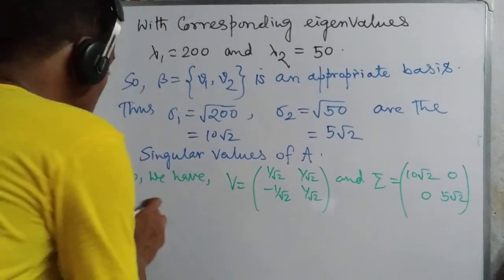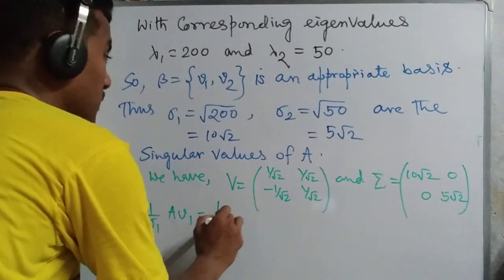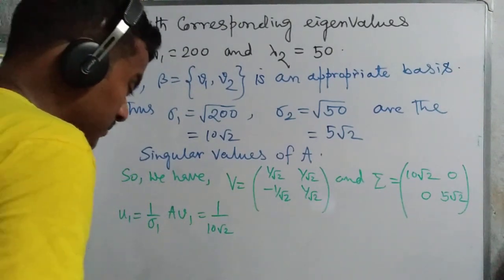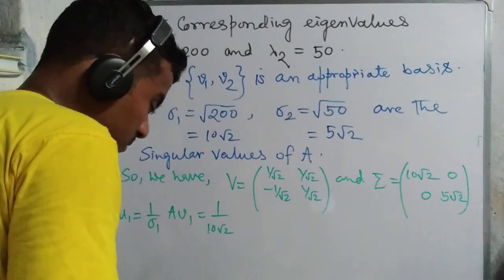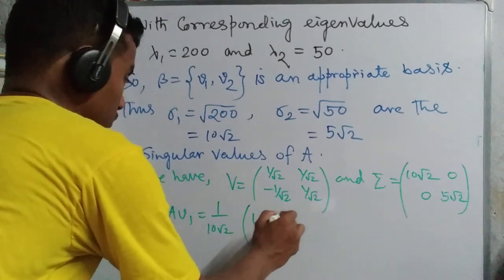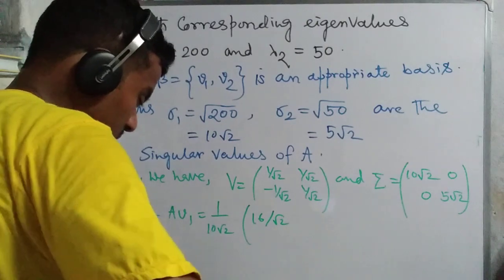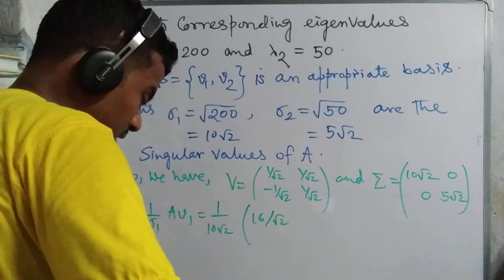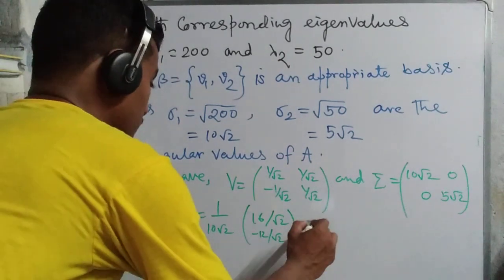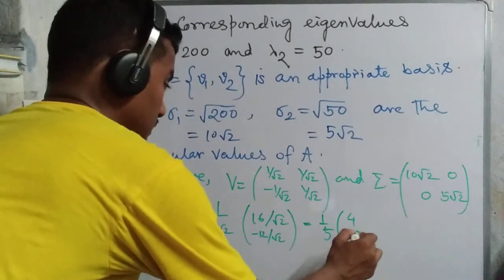Then we find the column u1 equal to 1 by sigma 1 A v1, equal to 1 by 10 root 2 A v1. Here 11 minus 5 is 16 by root 2, and here minus 2 and minus 10, minus 12 by root 2. Then this one equal to 1 by 5 (4, -3).